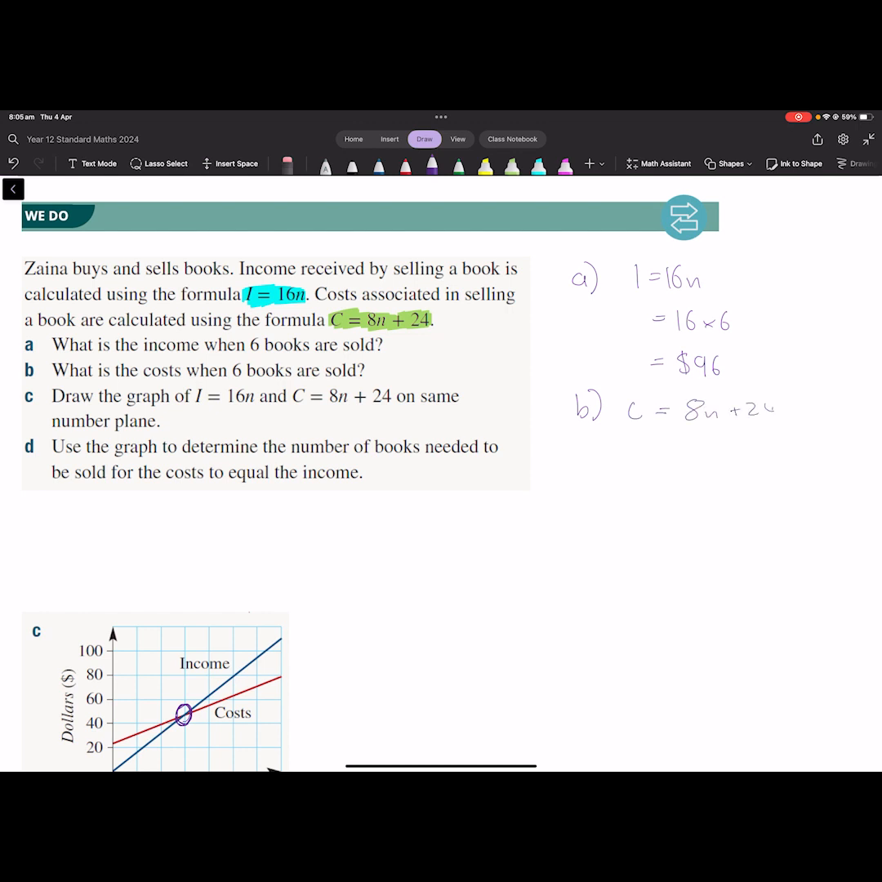We substitute in 6 books and we get the answer, which I think is 72. Let me just check. Ooh, 56. Well, no, I typed that into my calculator wrong, sorry. It is 72. I was right the first time. That's fairly straightforward. That's just plugging a number into the equations. You guys can do that.